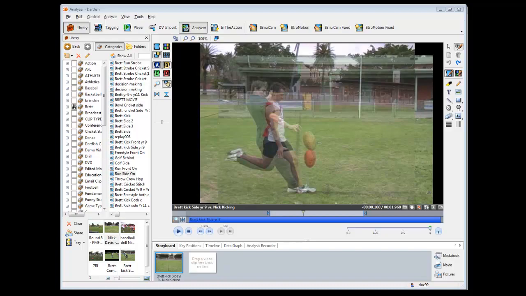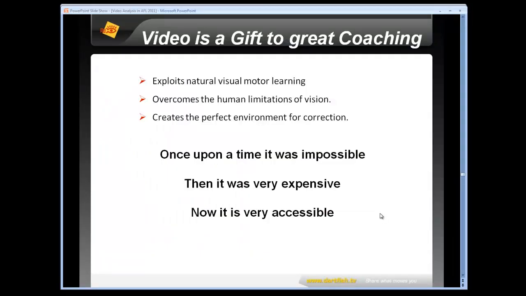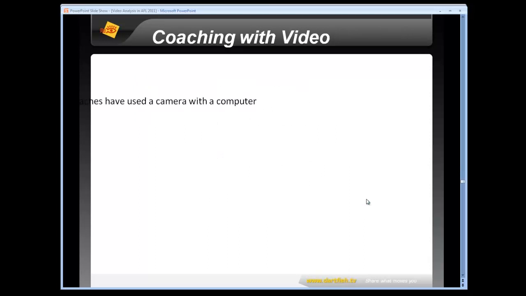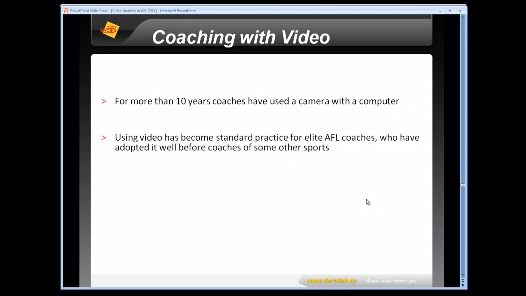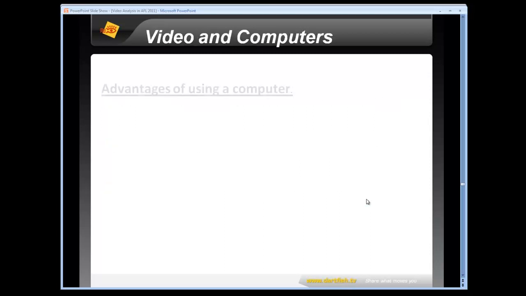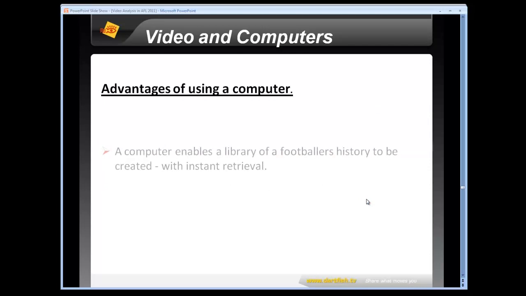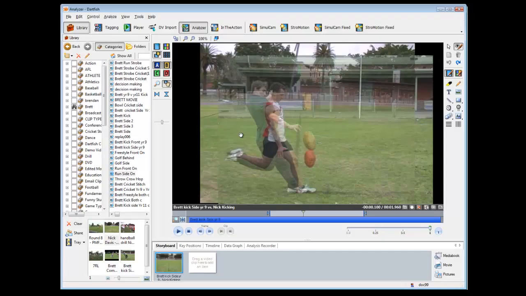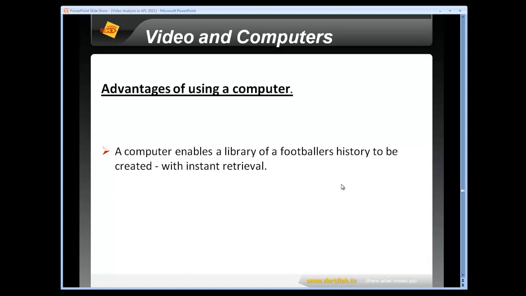Where were we? Let's just go back here. A couple of little things to go through. Video now is very accessible, nice and easy to use. Coaches at elite level have used cameras with computers for about 10 years. Hard drive cameras have changed the landscape, as we mentioned earlier. It makes it very simple to use. The advantage of having a computer is you can get a library of the football's history. It was so easy for me to get my software, pull out this kid, and pull the video up. That's the beauty of having computers involved now.